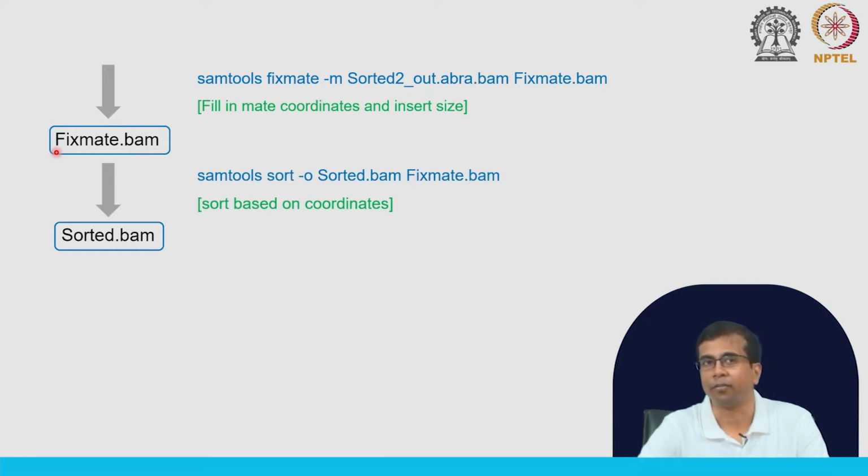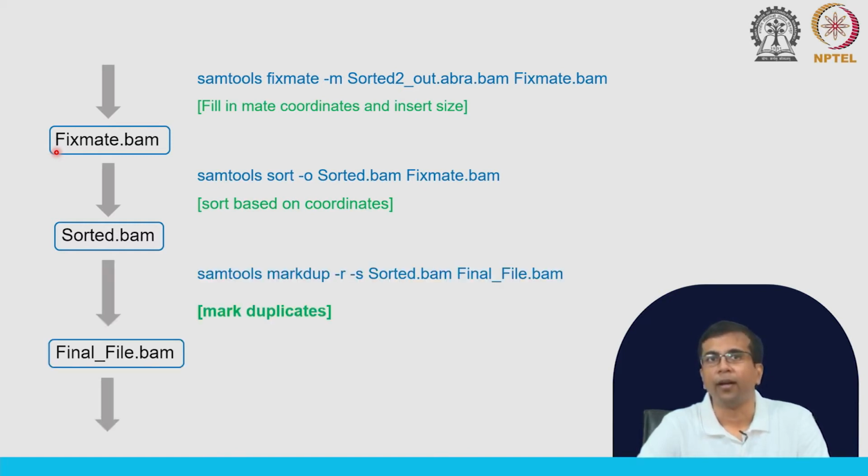So we then sort by the coordinates, default sorting, SamTools sort, and we created this sorted.bam. And this is where we are marking the duplicates. Actually, all those steps before were for preparing for this command. We then use this command SamTools markdup -r -s sorted.bam, and we created this final file, final_file.bam. So the marking is done, realignment has been done. We did not do the base quality recalibration, as we mentioned.